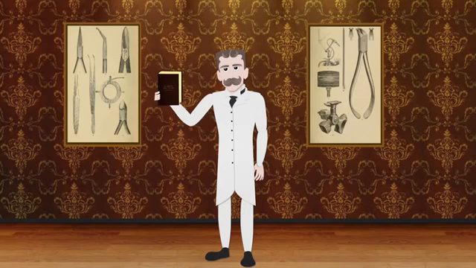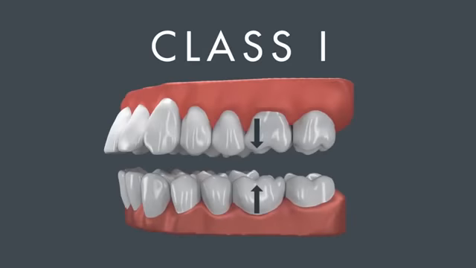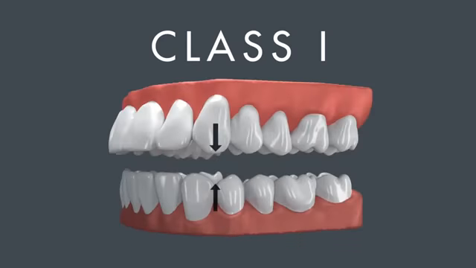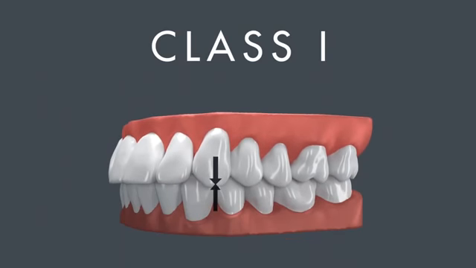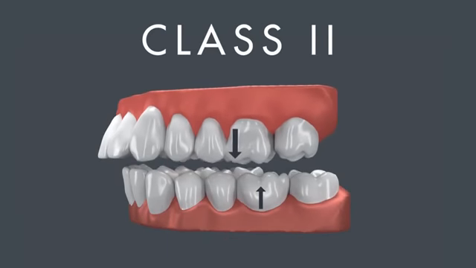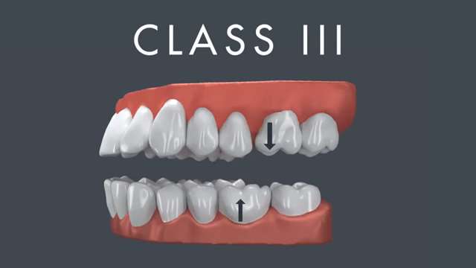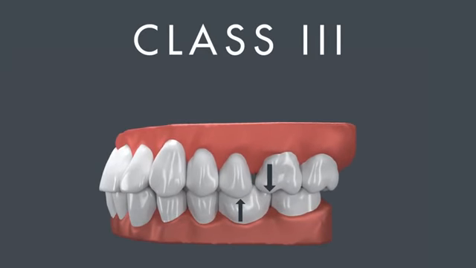So to recap, Dr. Engel created a classification system for molar and canine relationships. Class 1 is the ideal relationship. The mesiobuccal cusp of the first upper molar occludes in the buccal groove of the first lower molar. The distal slope of the upper canine lines up with the embrasure between the lower canine and the first premolar. A Class 2 relationship means the upper tooth is anterior to the ideal relationship, and a Class 3 relationship means the upper tooth is posterior to the ideal relationship.